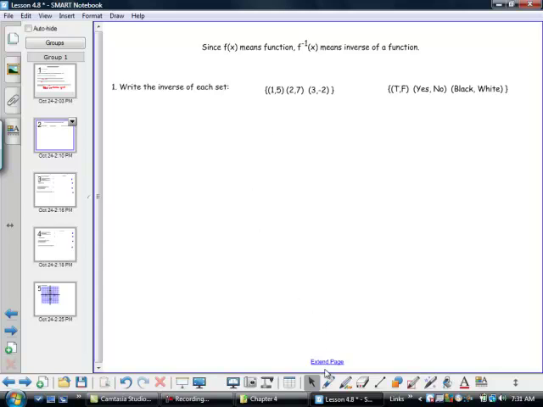So if you remember how to do an inverse, inverse means we switch the x and the y. So right here, if we were to take the inverse of each one of these sets, this new inverse would be (5, 1). This would be (7, 2). And this would be (-2, 3).